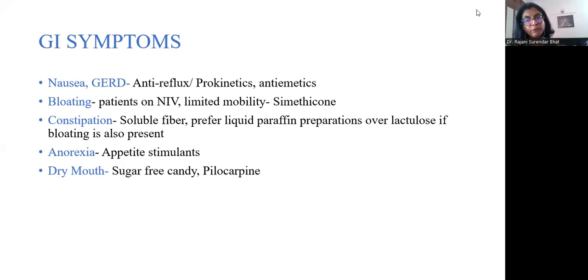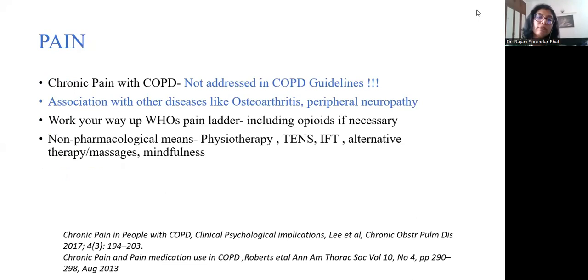Pain is the same as always. We work our way up the WHO pain ladder. Opioids, if necessary, at low dose and monitoring.